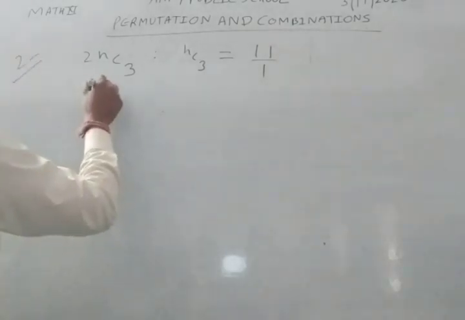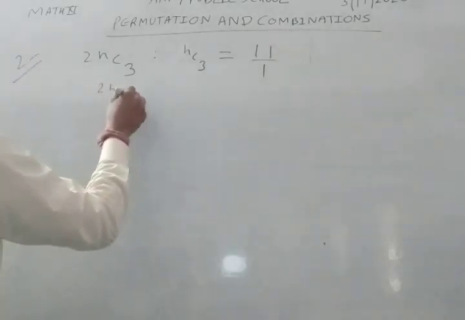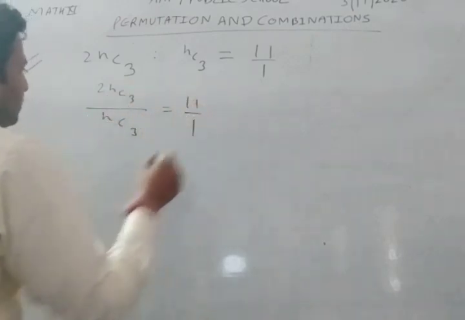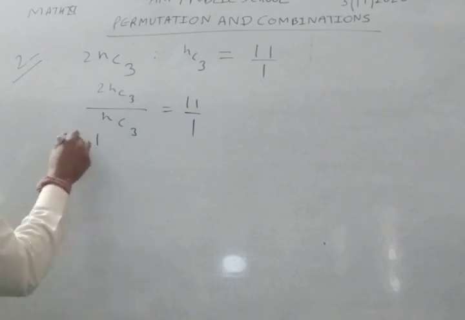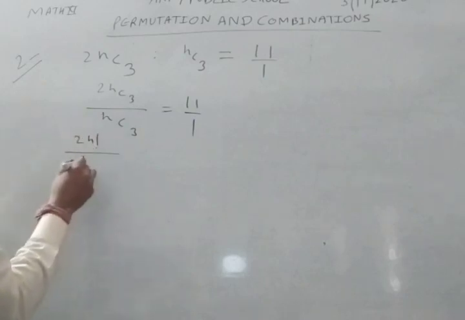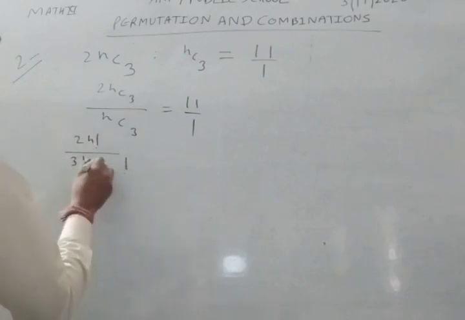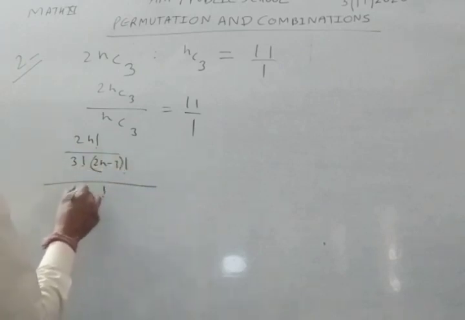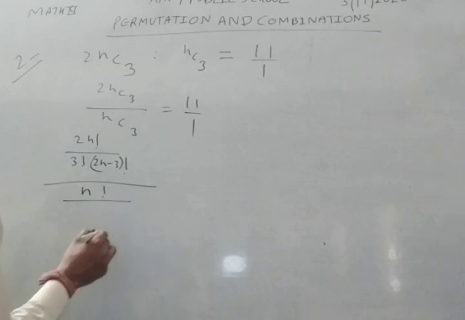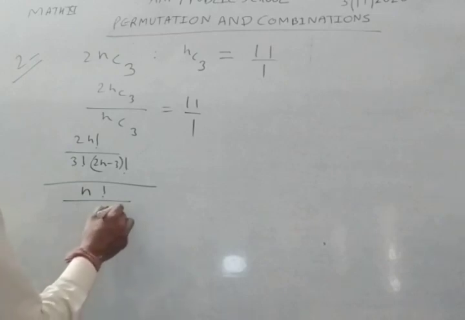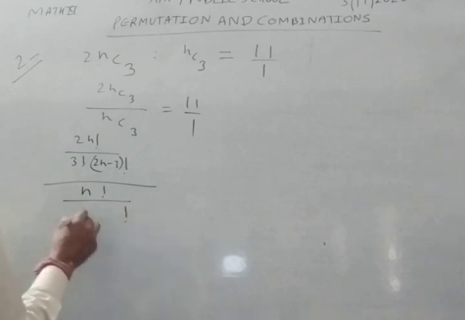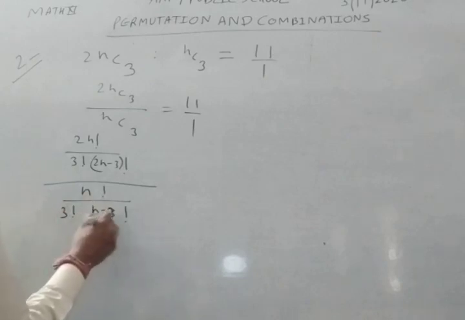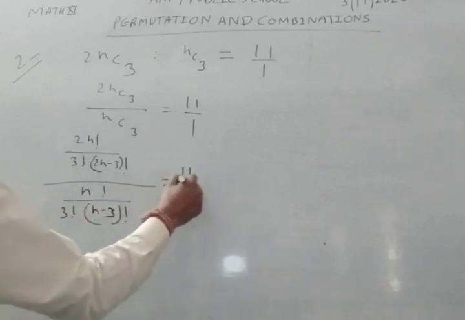We will write 2nC3 divided by nC3 equals 11 by 1. We write factorial 2n, factorial 3, factorial 2n minus 3 divided by factorial n, and this is factorial 3 and this is factorial n minus 3, equal to 11 by 1.